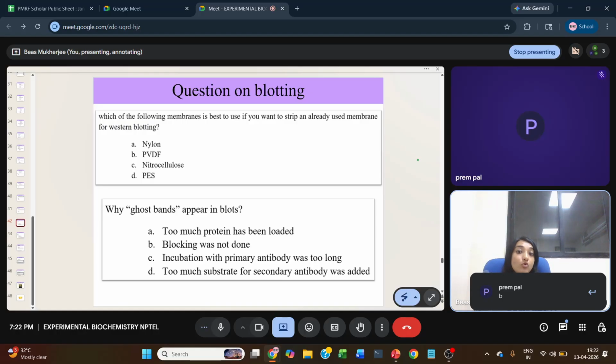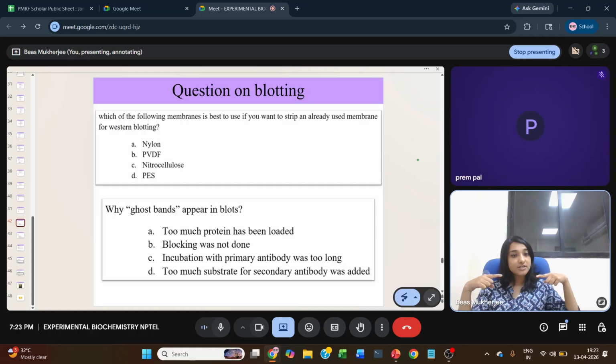Why do ghost bands appear in blots? So what is this ghost band? Ghost band means there is some kind of non-specific band. Options: too much protein has been loaded, blocking was not done, incubation with primary antibody was too long, or too much substrate for the secondary antibody was added. Let's say a band was supposed to be here, but then we are seeing one here, one here, one here. So nearby there are a lot of bands. These are the ghost bands. Why do you think they can be there?